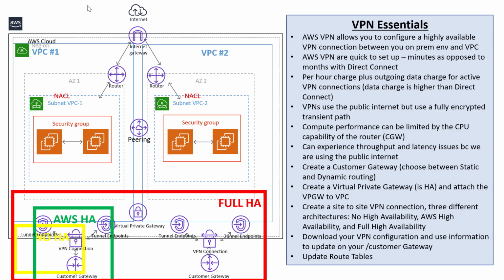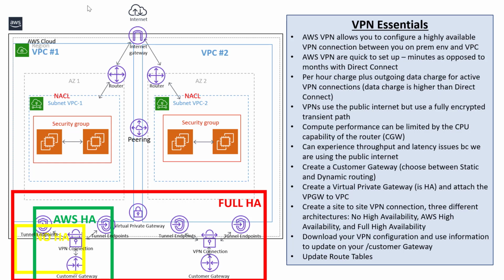VPNs do use encryption end-to-end. The compute performance overhead for using the VPN tunnel can be limited to the CPU capability of the customer gateway, and also the end-to-end VPN performance can vary because you're using the public internet and can experience throughput and latency issues.